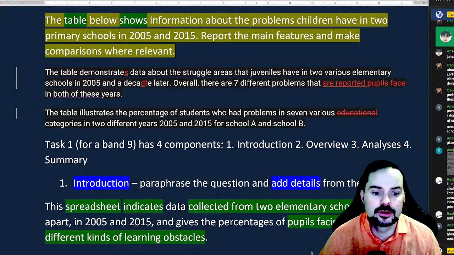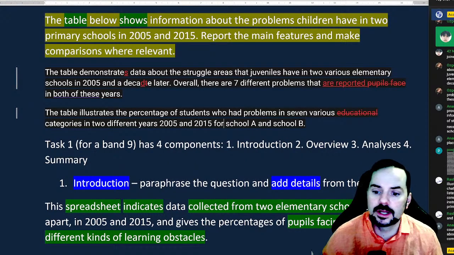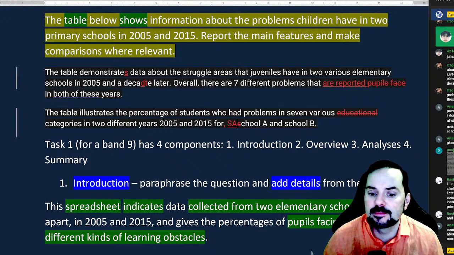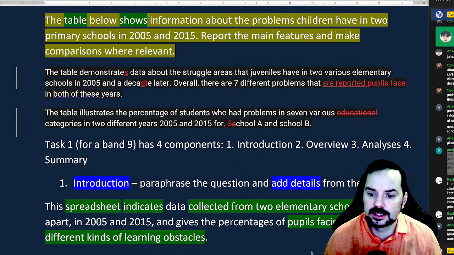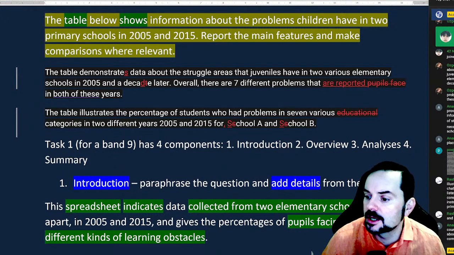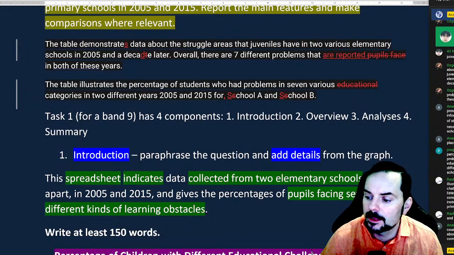7 various categories in 2 different years, 2005 and 2015, for School A and School B. Yeah, School A, School B, that's how they list it. It's capital because they actually name it School A and School B, right? So big S there. Okay, Pooja, it's a little bit simple, but not bad, not bad.